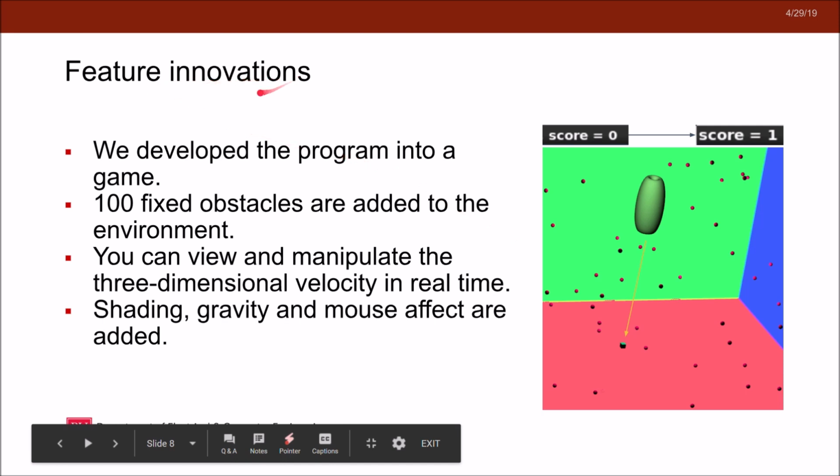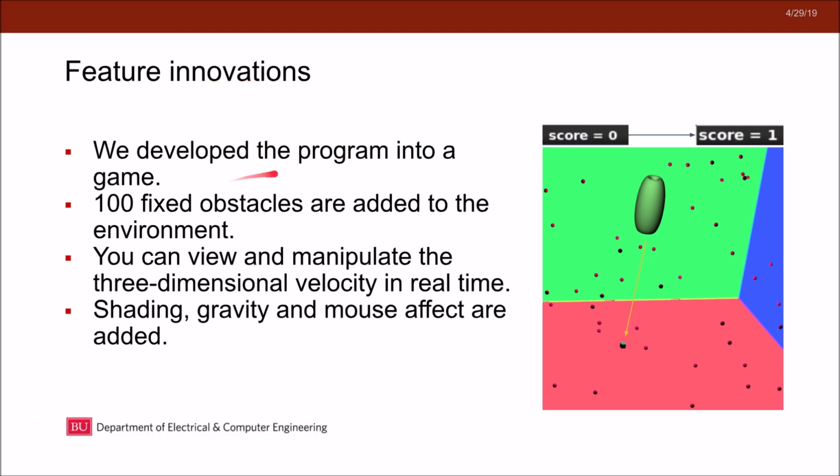And here are our feature innovations. We developed this project into a small game. By clicking the left mouse button, the user can reverse the gravity along the z-axis. Also, the velocity in three dimensions can be controlled by the keyboard. WASD on the keyboard controls the figure speed in the horizontal plane.